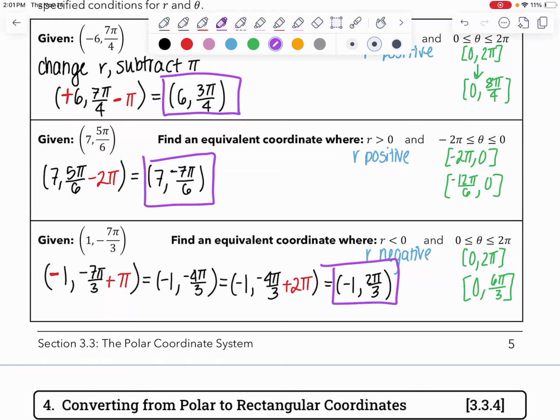All right. Whew. Well, there you go. A lot of equivalent polar coordinate stuff there.